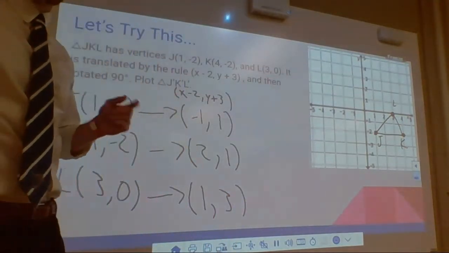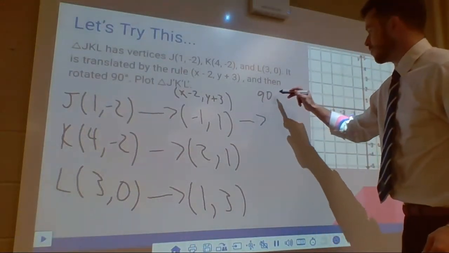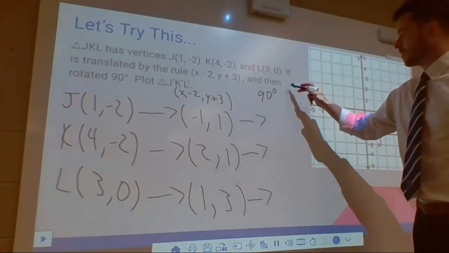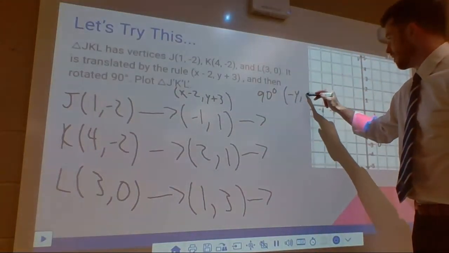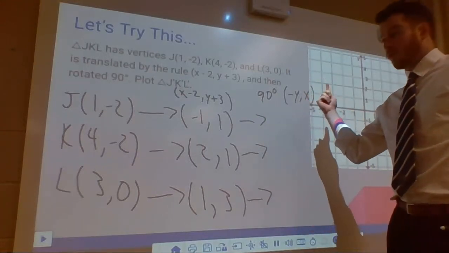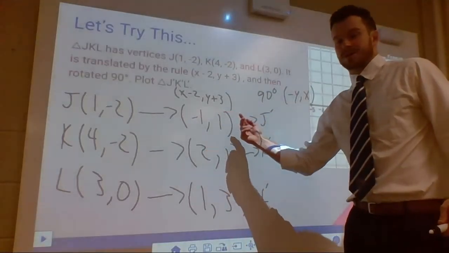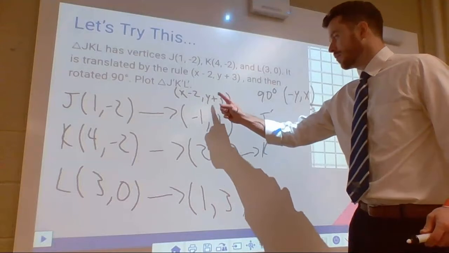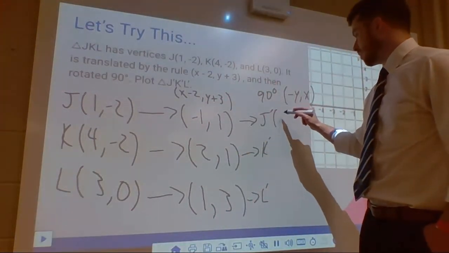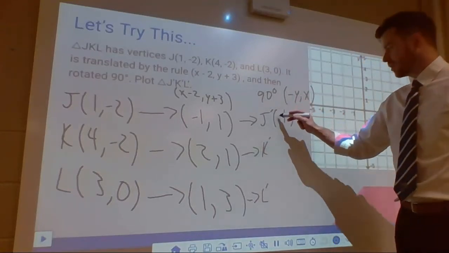Okay, but we're not done yet. We need to then apply the 90-degree rotation rule. And the rule for that is (-y, x). So remember, the x and y values are going to swap, and the y value that moves into the x value is going to become opposite. So -1 and +1 are going to swap, and then when the y value moves into the x value, it's going to become opposite. So we're going to have a swap, and then the y value moves into the x value and becomes opposite.